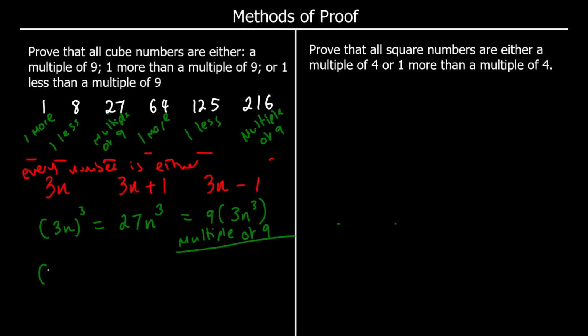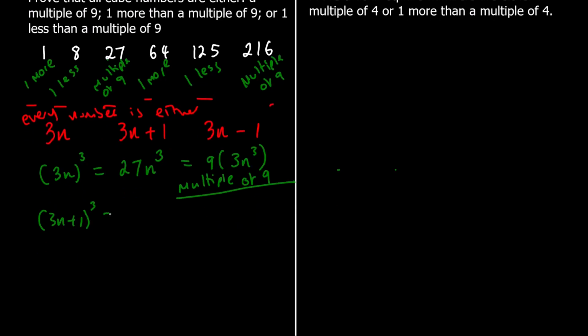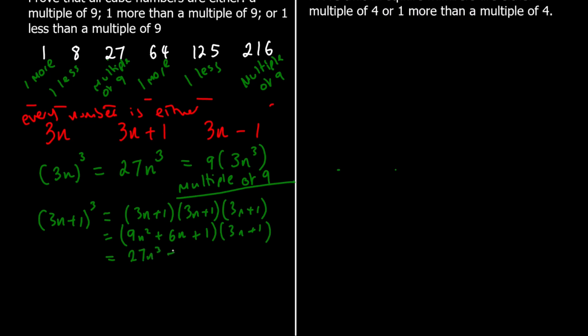For 3n plus 1 cubed, it's 3n plus 1 times 3n plus 1 times 3n plus 1. So we're going to expand and simplify. That would be 9n squared plus 3n plus 3n, so plus 6n plus 1, the first 2 brackets. And then expanding again, we've got 27n cubed plus 9n squared plus 18n squared plus 6n plus 3n plus 1, which is 27n cubed plus 27n squared plus 9n plus 1.